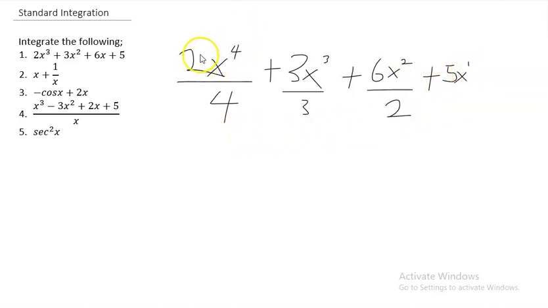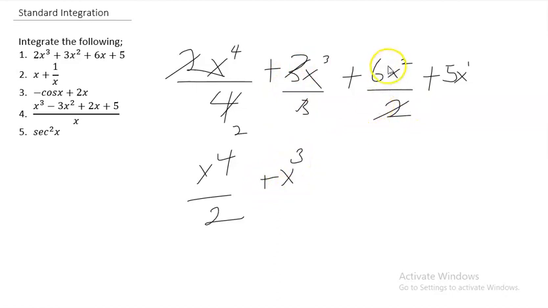So 2 would go here twice, so we'd have x to the power of 4 over 2. 3 would cancel out 3, then we have x to the power of 3. 2 would cancel out 6, that would be 3. So that would be 3x squared plus 5x. Now don't forget to put c. Now c is the representation of a constant that we do not know about.